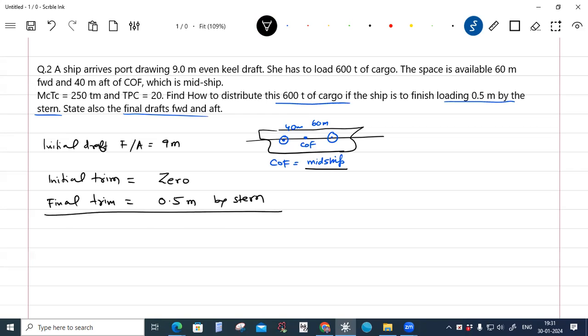Can you tell me what the trim caused is? Trim caused is 0.5 meter by stern. Can I write it in centimeter? Trim caused in centimeter is how much? 50 centimeter. Make sense? Yes, sir.